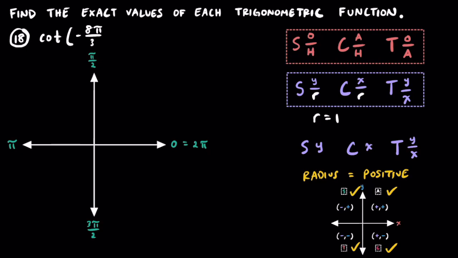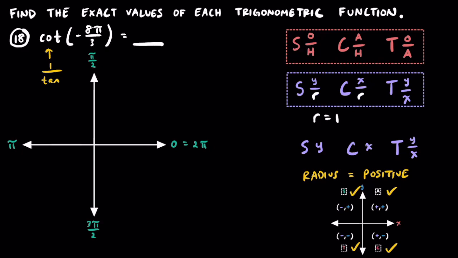For example 18, let's go ahead and see what cotangent of negative 8 pi over 3 is equal to. Okay, well, cotangent, that's the reciprocal of tangent, so that's going to be 1 over tangent of whatever the reference angle is going to be. And let's see, we have a pretty big angle here. Maybe it'll be easier if we find a coterminal angle.